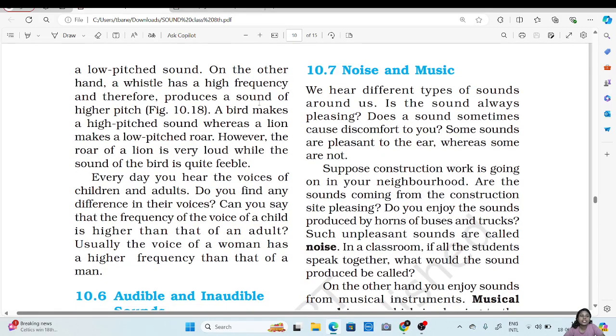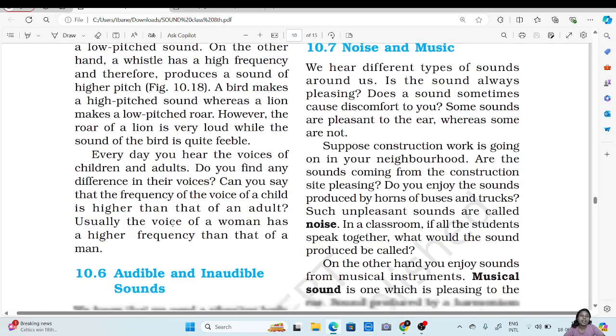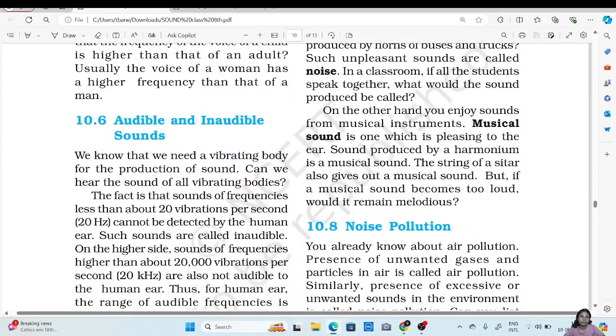See now here, a bird makes a high pitched sound, whereas a lion makes a low pitched roar. The lion's sound may be louder than that of a bird, but it still has a low pitched roar. Whereas the bird makes a sound that won't be very audible to everyone as compared to the roar of a lion, but still it is a high pitched sound.